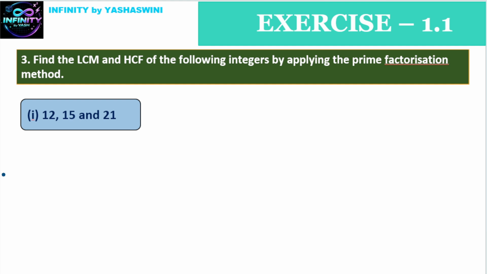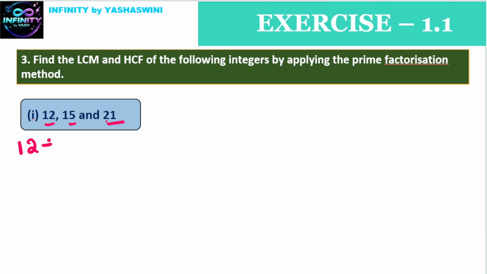Find the LCM and HCF of the following integers by applying the prime factorization method. Here three numbers were given. Remember one thing, when there are three numbers, the condition that LCM into HCF is equal to the product of numbers won't be applicable. It is applicable only for two terms. So there are three different terms. We have to find the LCM and HCF of these three numbers.